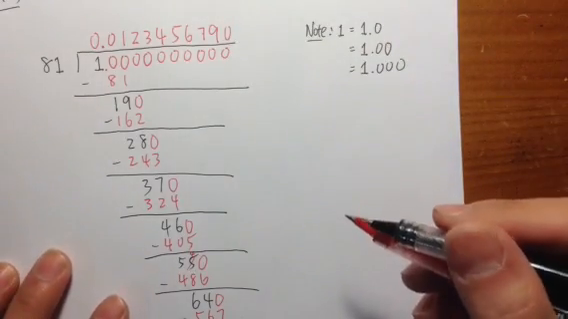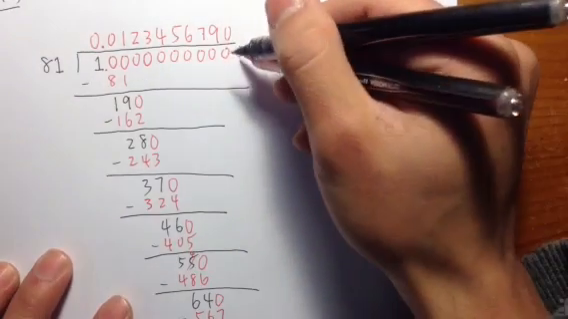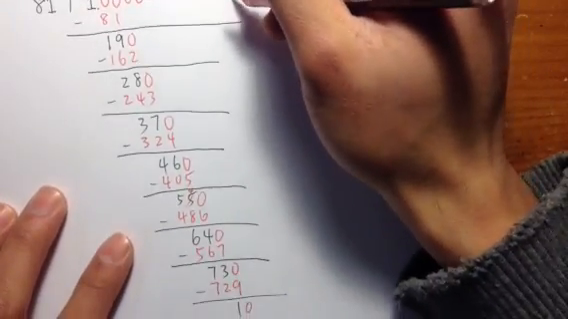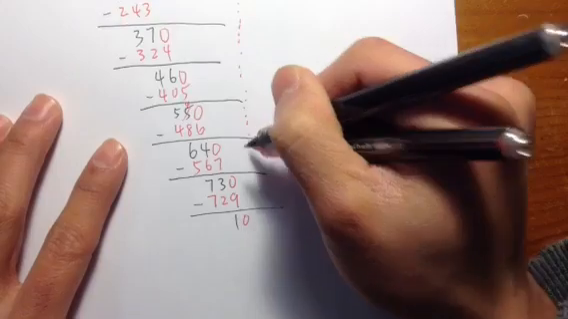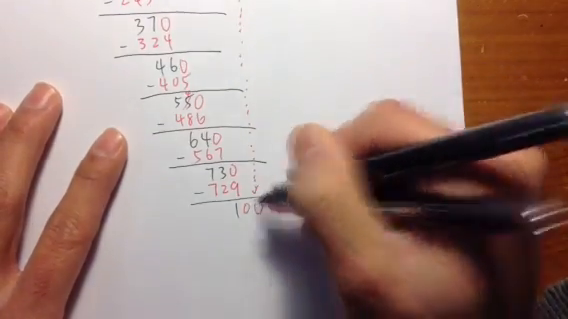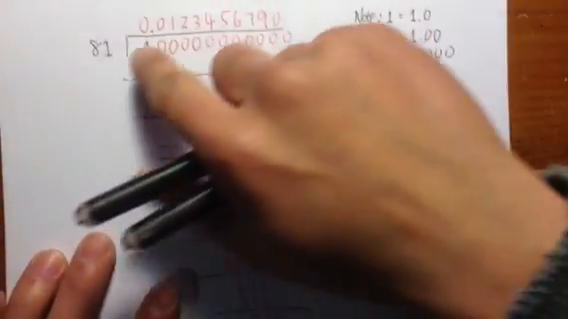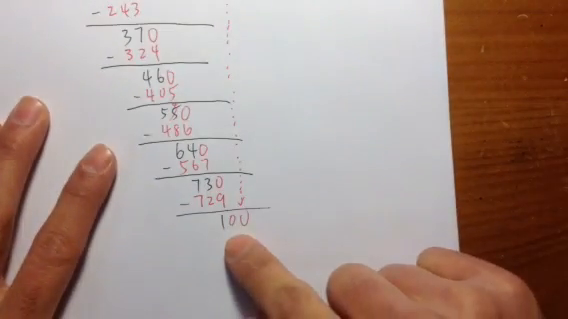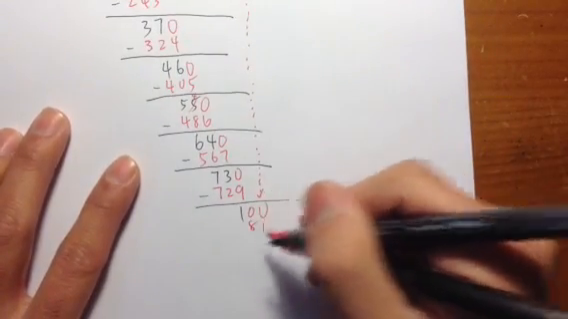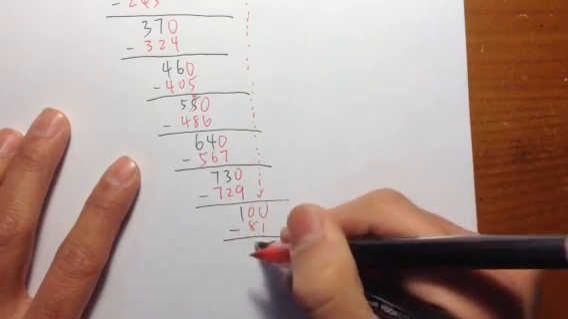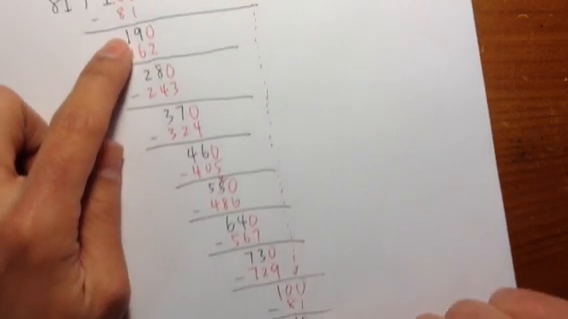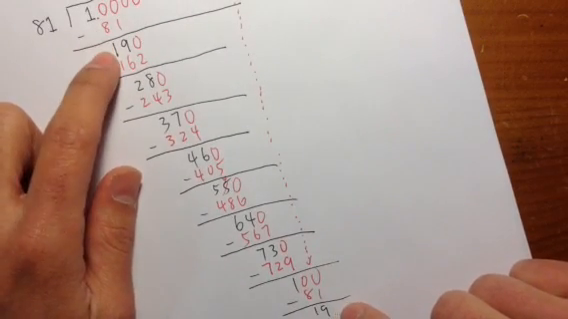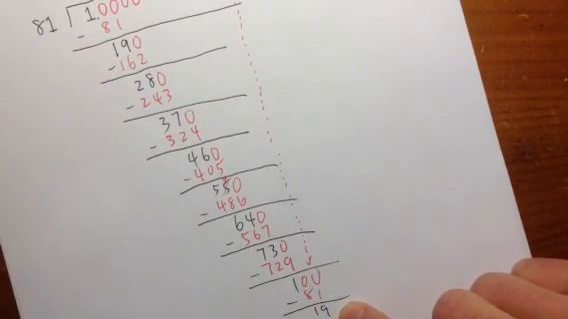In order for us to continue, put a 0 right here and then drag this 0 all the way down. 81 goes into 100 once. And I have 81. And 100 minus 81 is 19. See? I start to see it repeat. Let me just tell you this. I have a 19 and the 19.